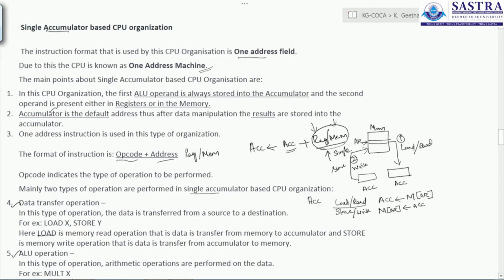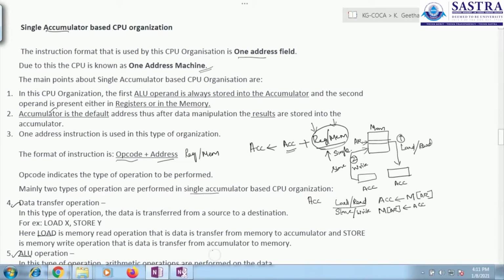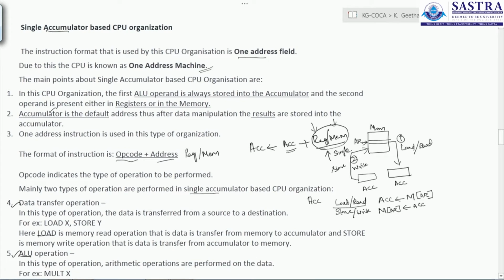And the another important operation that is going to be performed in accumulator based CPU organization is the ALU operation. And as we already know, for ALU we expect one operand in accumulator. So an example here given is mult x. So what actually we mean by mult x?